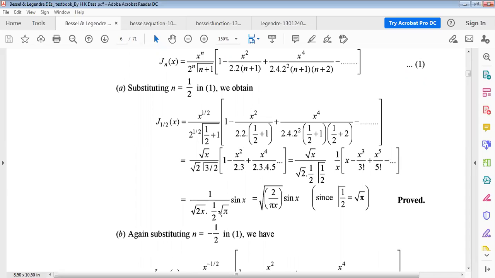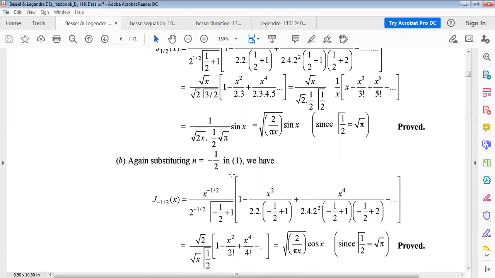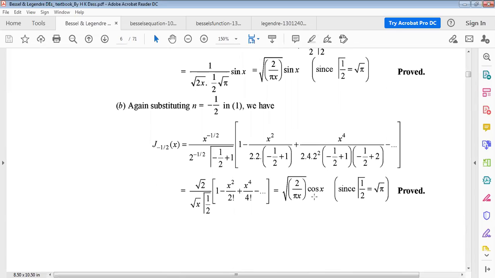Gamma half equals root pi. Remember it. And this is the sine series actually. This is the sine series, sine x. So this can be written as 2 divided by pi x sine x, where gamma half equals root pi. So we have proved the series. Again, if n equals minus half, in a similar case we get another series. Understand?